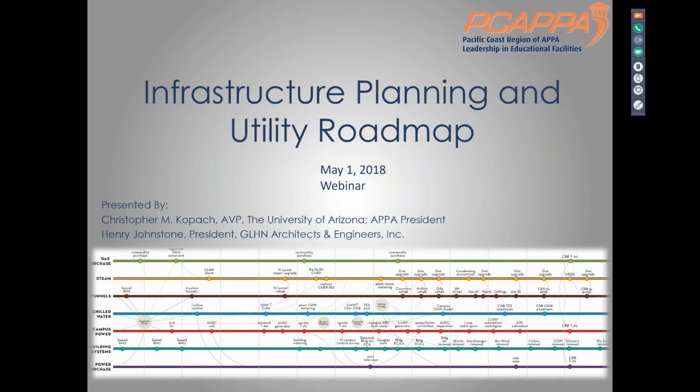Here in the presentation we also have Henry Johnstone, President of GLHN Architects and Engineers. And Tony Guerrero, who you all know very well, is on the APA board as treasurer and membership vice president. I know Landra Medlin did a presentation about a month or so ago to a number of you business officers for our community colleges.